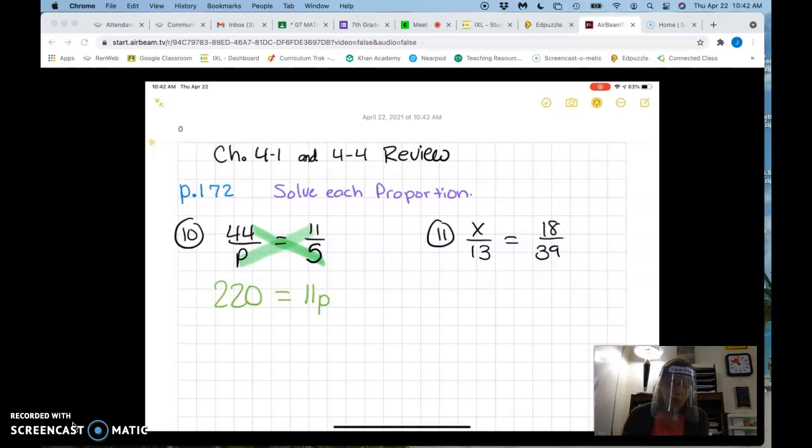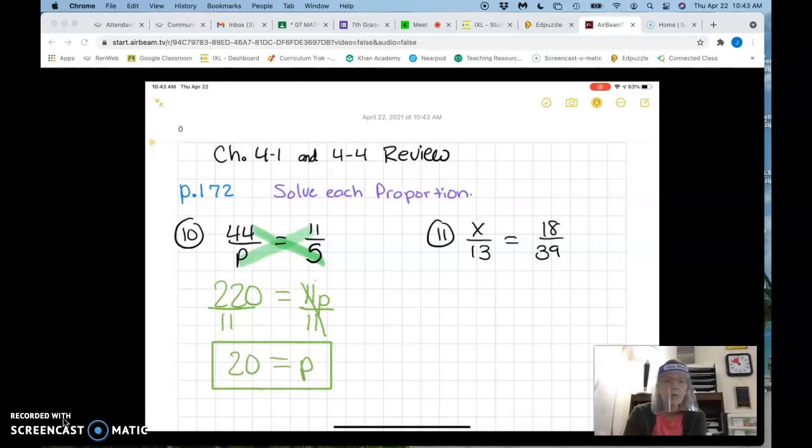And then what do I do to get the P alone? I divide. So I'm going to divide both sides by what is next to my variable, which is 11. And these cancel out. And 220 divided by 11 is 20. Oh, it's an even number. It's 20. So the answer to our missing number is 20.